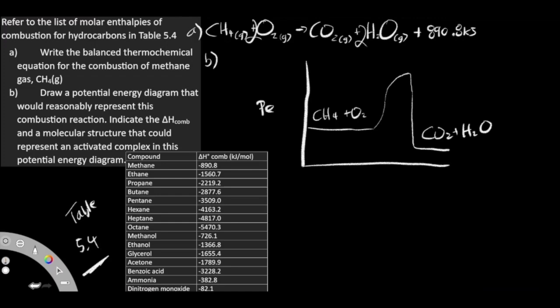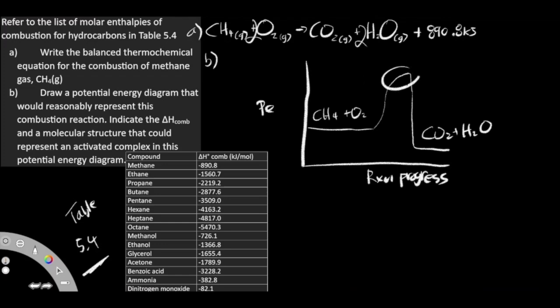Again, we have our potential energy on the side, our reaction progress on the bottom. But then what is question B asking as well? Indicate the delta H comb. We've already indicated that here. And a molecular structure that could represent an activated complex. Remember, the activated complex is up here. This is where the bonds are broken or formed, whether or not the reaction proceeds.